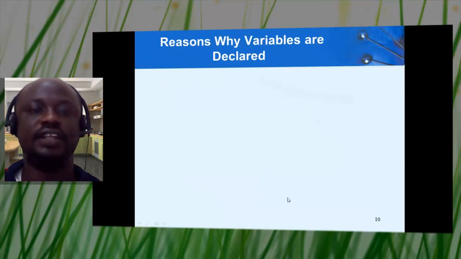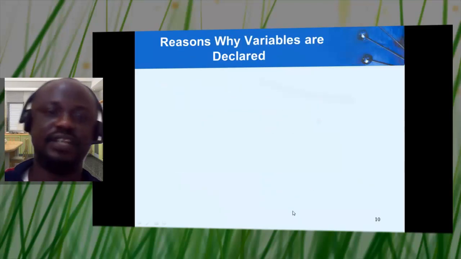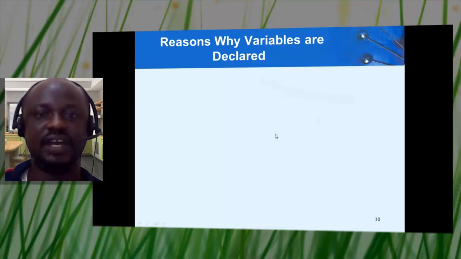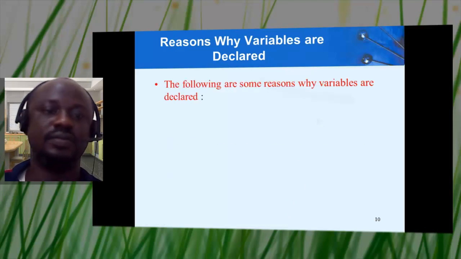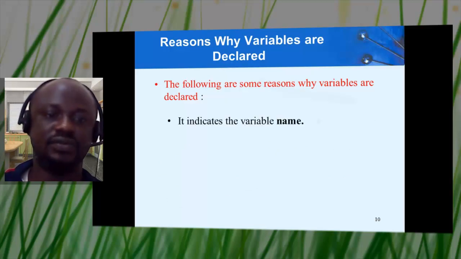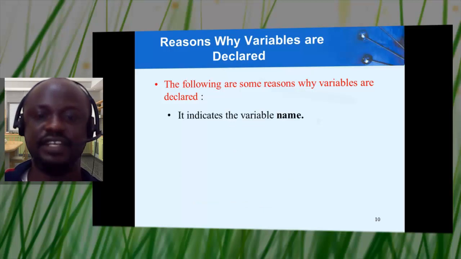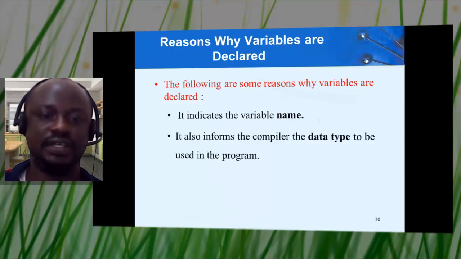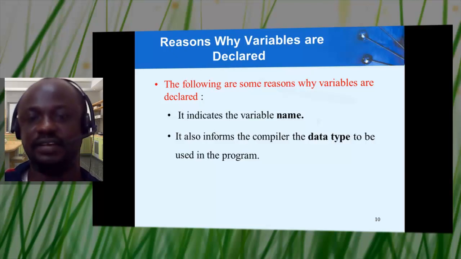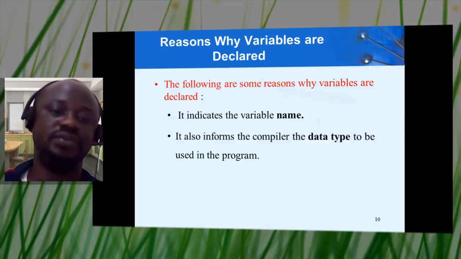Now let us look at the reasons why variables are declared. The following are some reasons why variables are declared. 1. It indicates the variable name. 2. It also informs the compiler of the data type to be used in the program. So when you declare your variable, it gives the opportunity to inform the compiler of the type of data that you are going to use in the program.